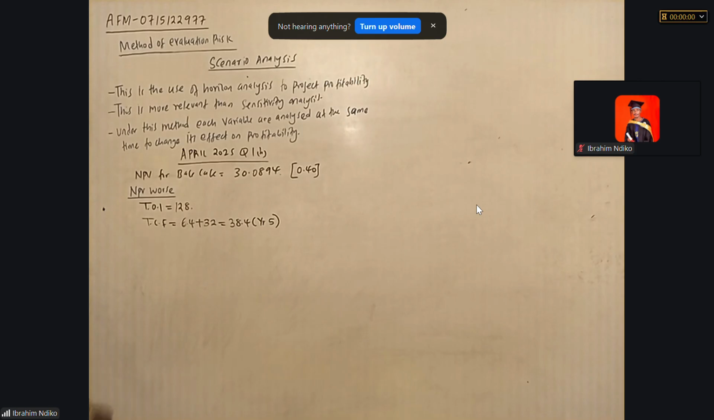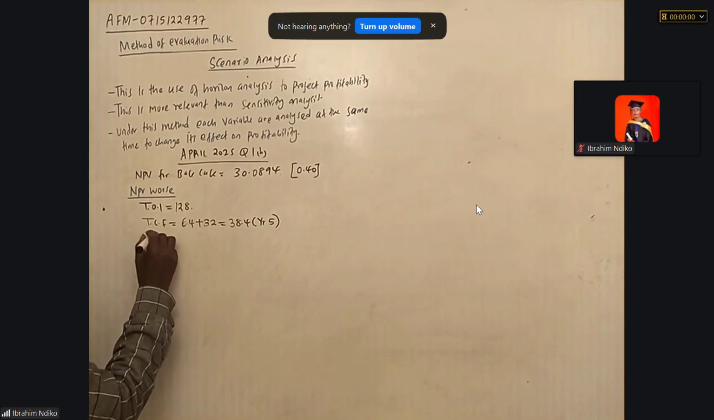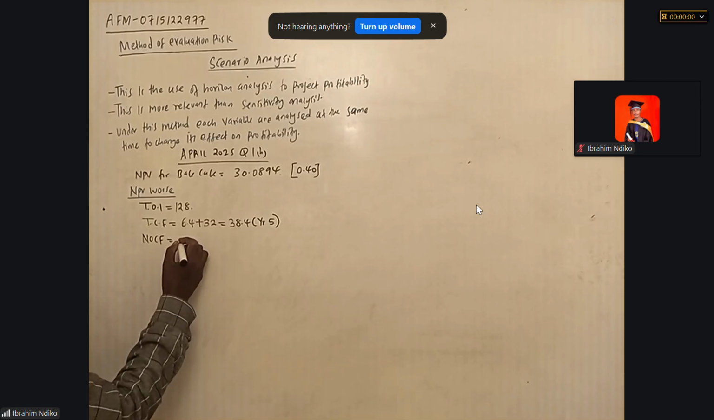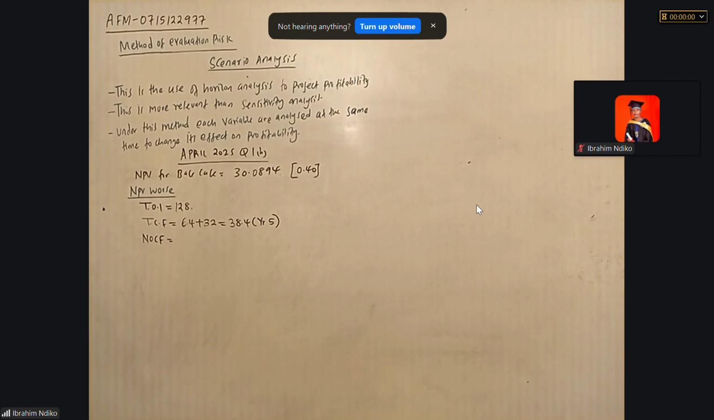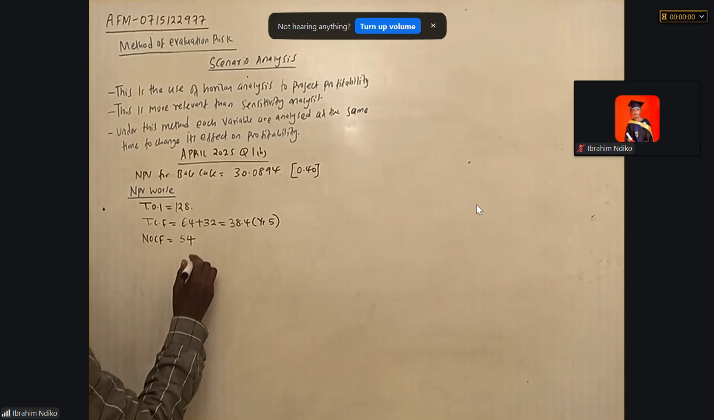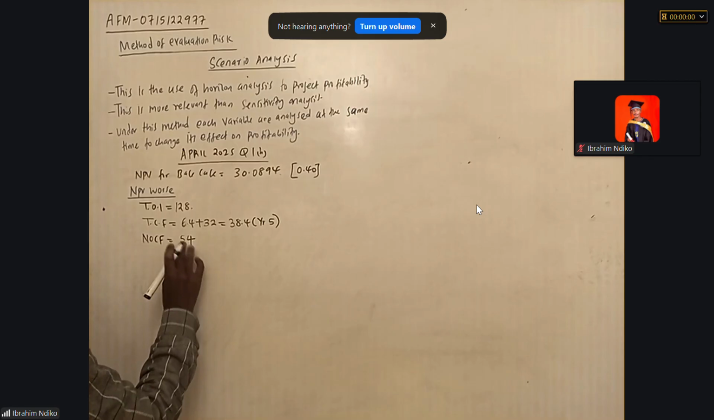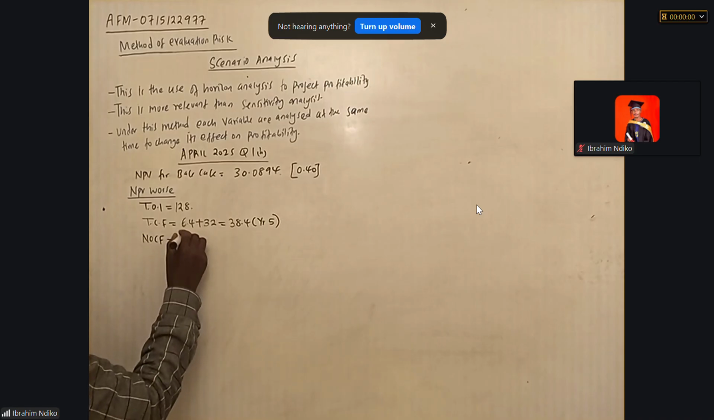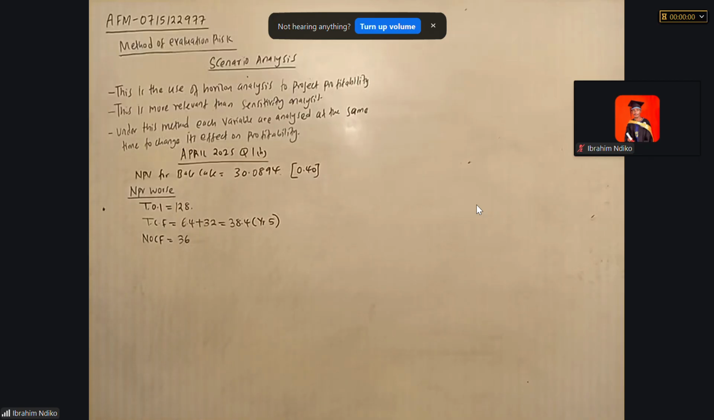Yes. What else? We also need net operating cash flow. So what is our savings? Our savings are 54. This is still for the worst case. For the worst case, savings are 36. That is for exam. Before tax savings. Then we need to net depreciation.